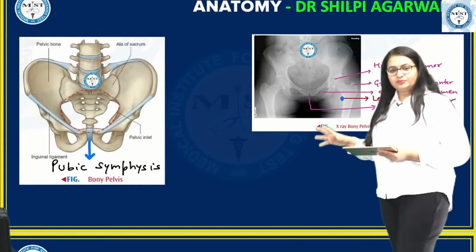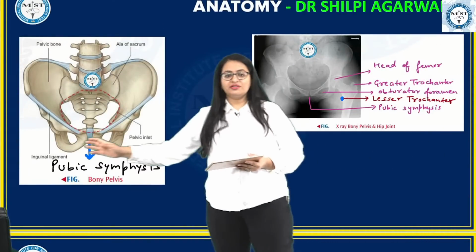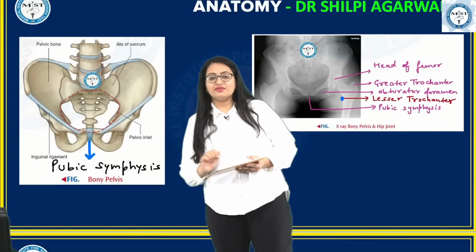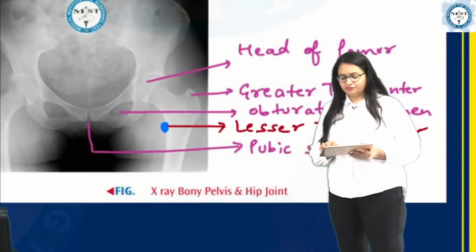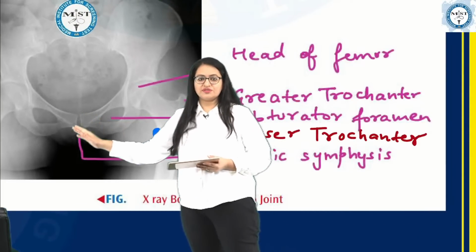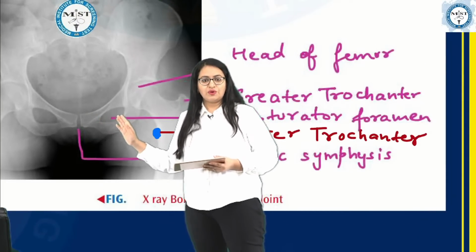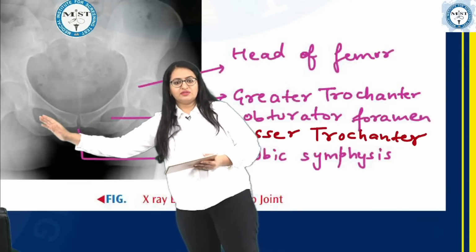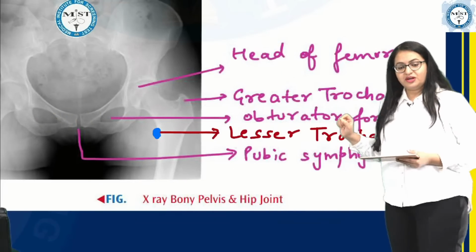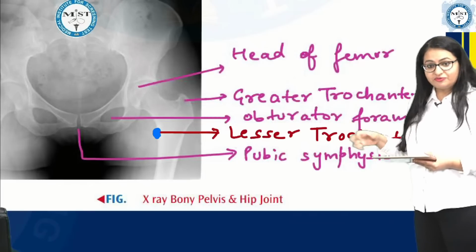Now over here in the pelvis, a very, very important landmark that you should be able to identify is the pubic symphysis, and on its either side is the obturator foramen. So when you see this X-ray over here, yes, of course, over here this is the location of the pubic symphysis. On either side, this one and this one, this is what? Obturator foramen.